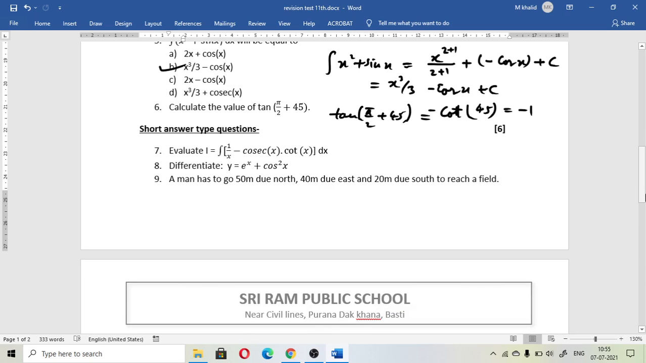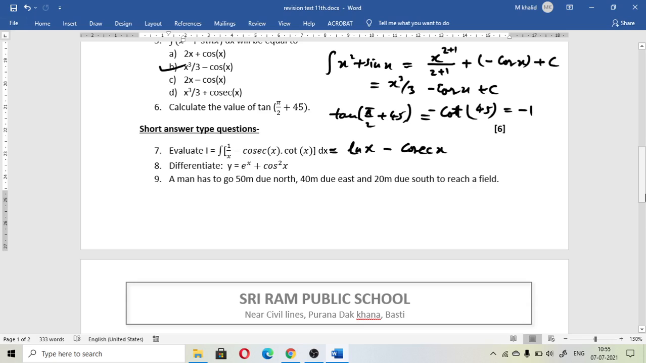Evaluate I is equal to integral of 1 by x minus cosec x into cot x. So it's simple, we can directly solve it. Integration of 1 by x is log x, base e or natural log x. Minus cosec x cot x, its integration is cosec x. So log x minus cosec x will be our answer.